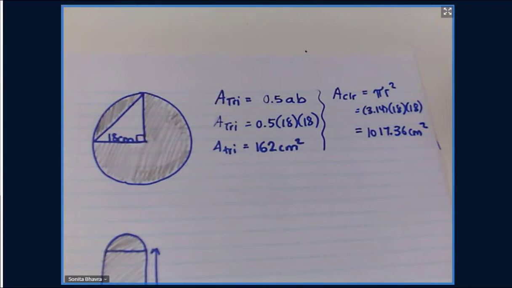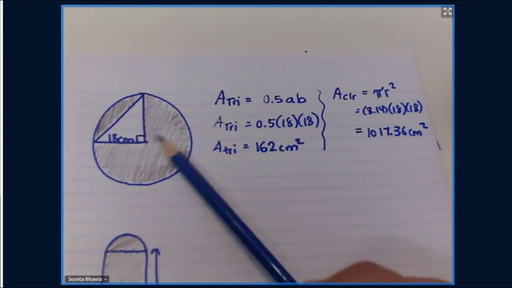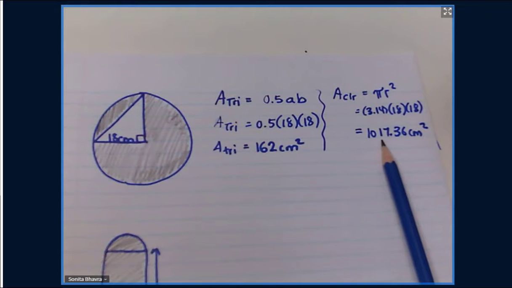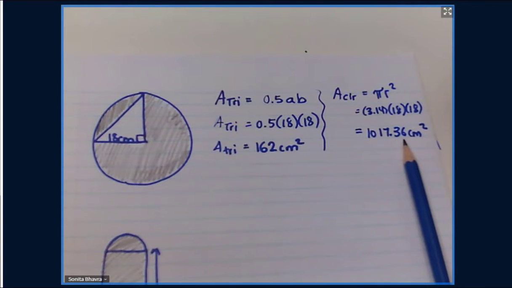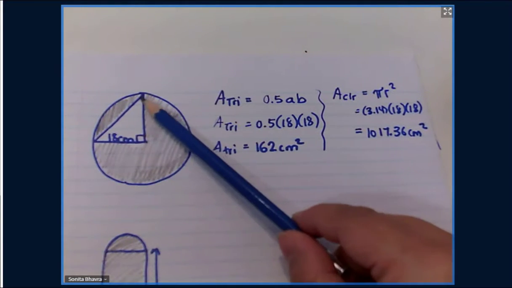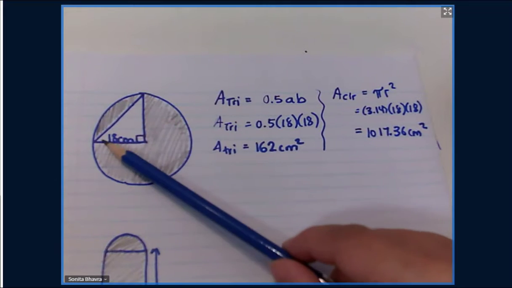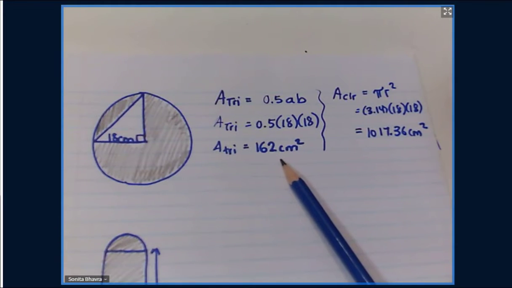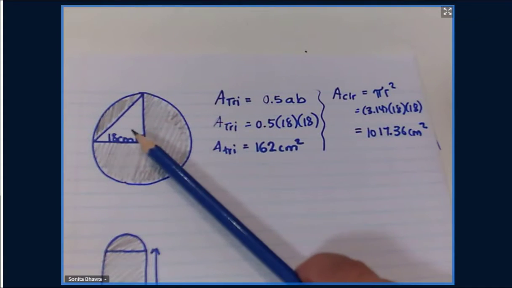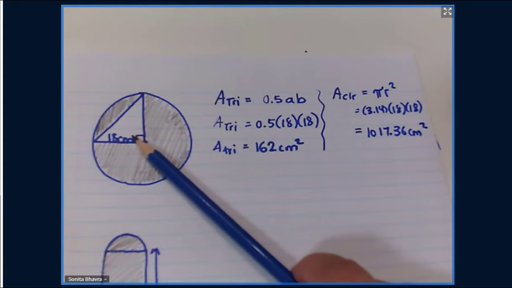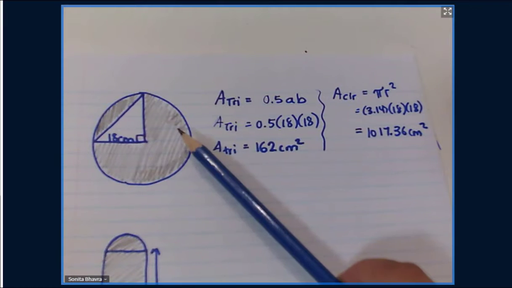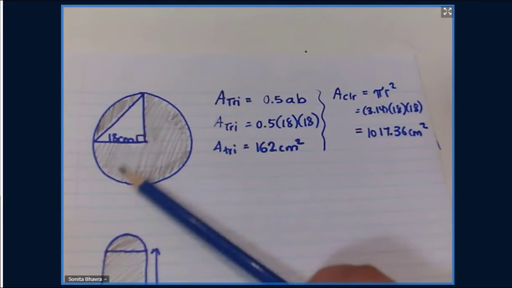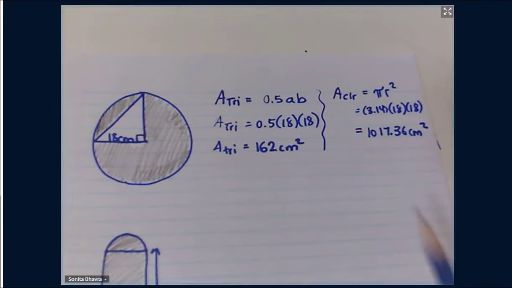Okay, so now that we have the area of the circle, we have the area of this whole circle as 1017.36 centimeters squared. We also have the area of the triangle right here, which is not shaded, as 162 centimeters squared. So we need to remove the area of the triangle from this circle so that we just have the area of the shaded parts.